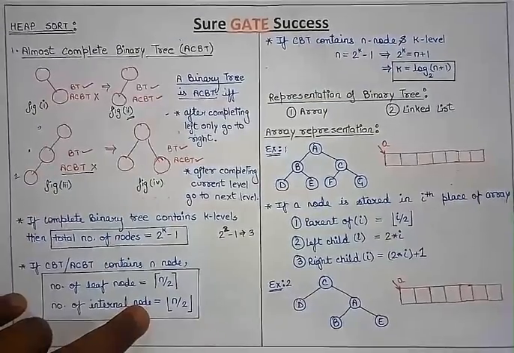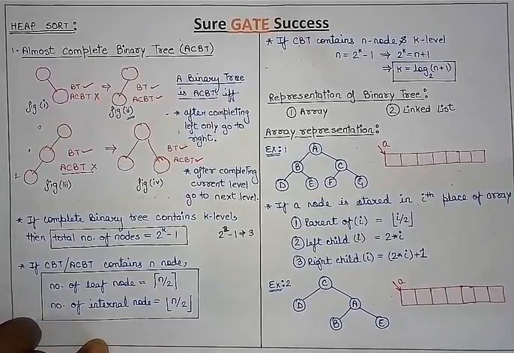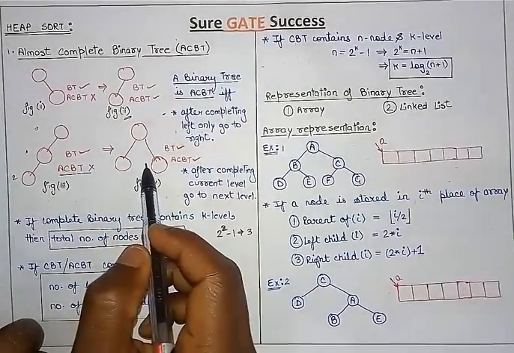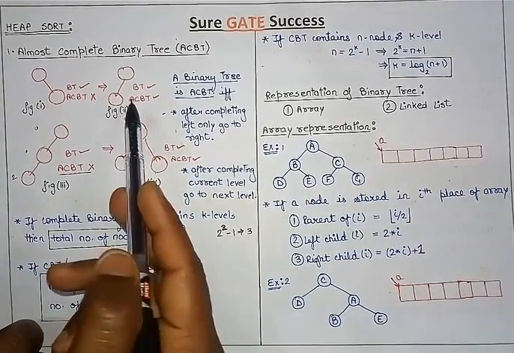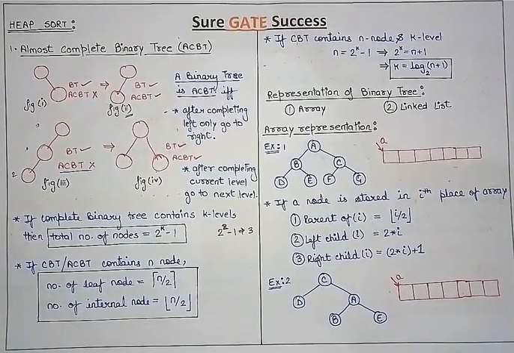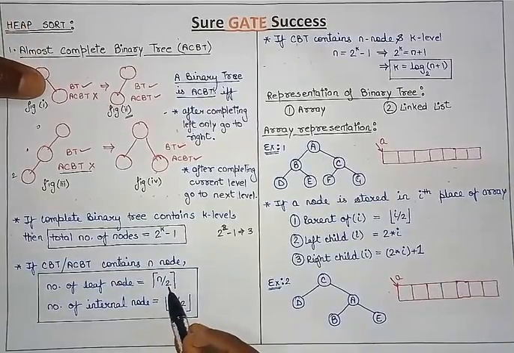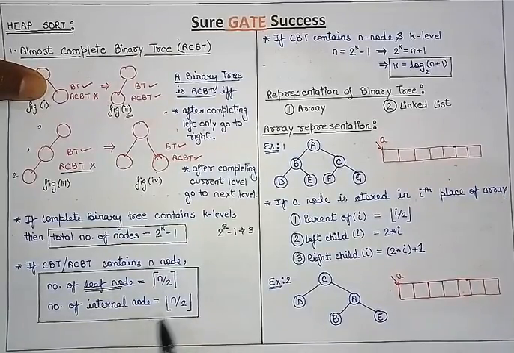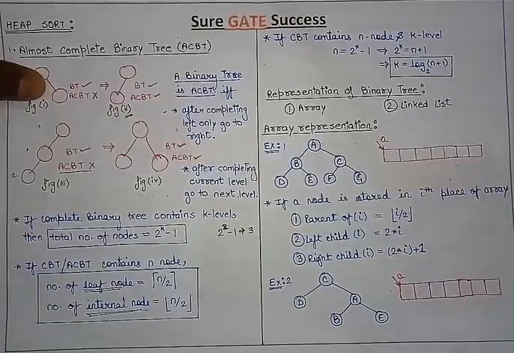Similarly, this is a complete binary tree and this is an almost complete binary tree. If a complete binary tree or almost complete binary tree contains n nodes, then n by 2, ceiling, will be the number of leaf nodes, and n by 2, floor, will be the number of internal nodes. These are a few important points which you have to be clear on.